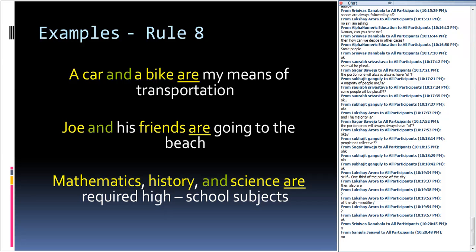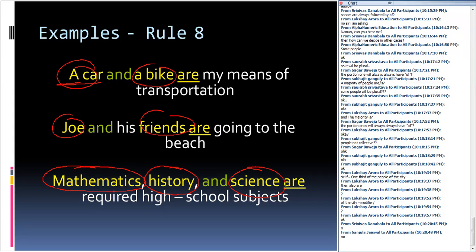Similarly, Joe and his friends are going to the beach. Mathematics, history, and science are required high school subjects. Now see, singular, singular. ये दो singular हैं. One is singular, one is plural. And you have 3 singular here. 3 singular subjects connected with the word and. So in all the cases, you have plural verbs.